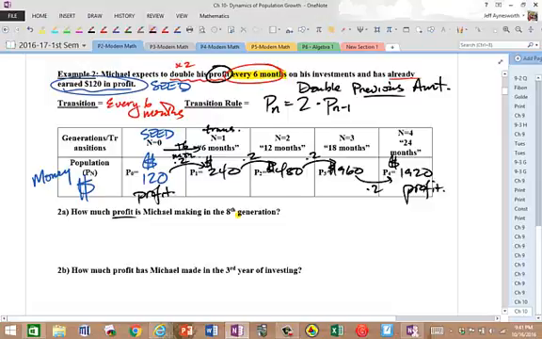That's 48 months. So eighth generation, 8 times 6. Let me write that better. See, every transition is 6 months, right? So 8 times 6 equals 48 months. All right, that's 4 years.